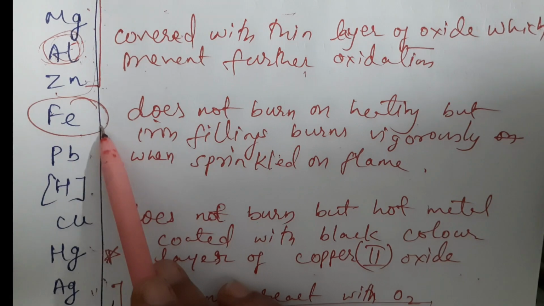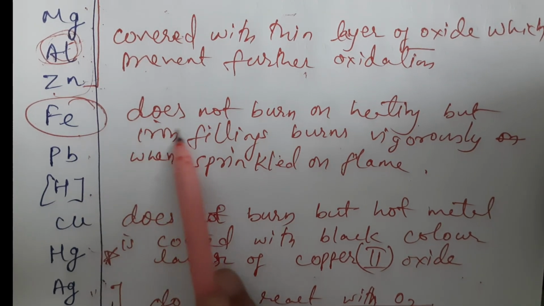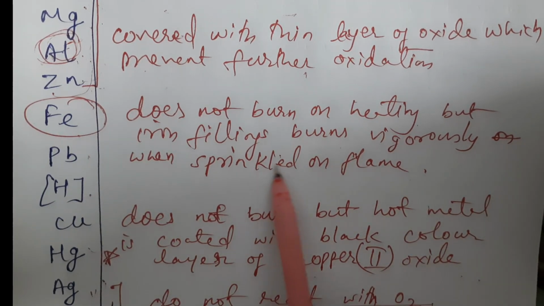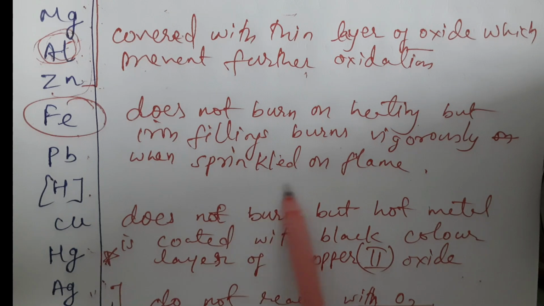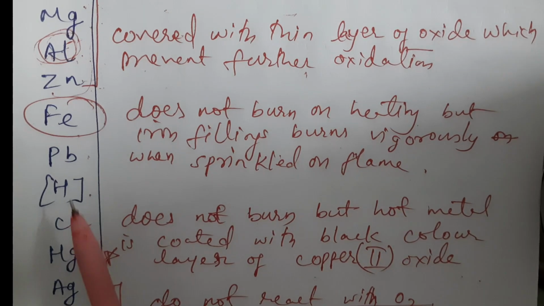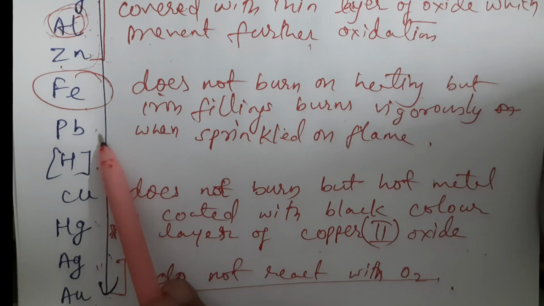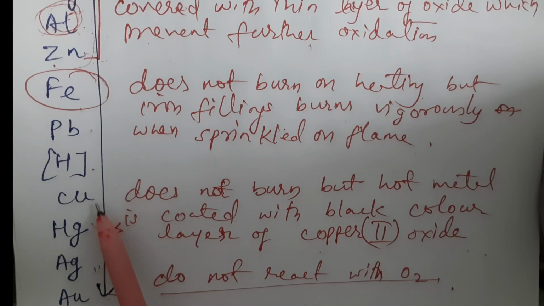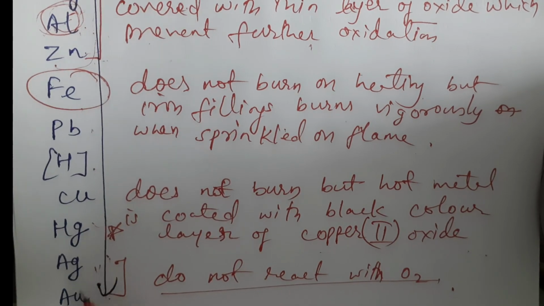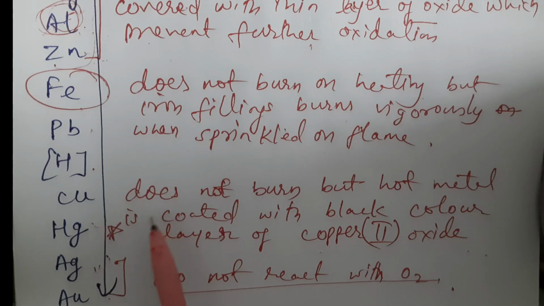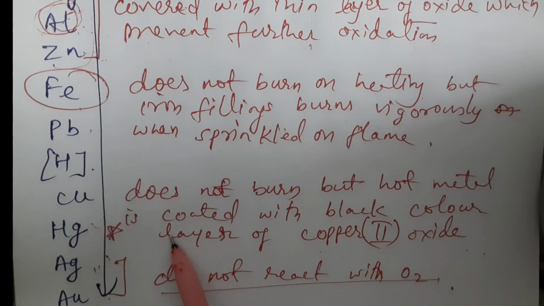Now coming to iron. Iron does not burn on heating, but iron filings burn vigorously when sprinkled on a flame. After hydrogen, lead does not react with oxygen. Now copper, mercury, silver and gold. Coming to copper, copper does not burn, but the hot metal is coated with a black layer of copper oxide.